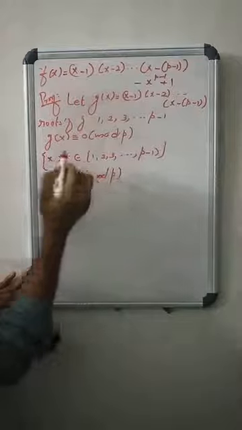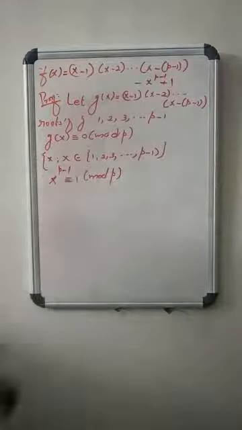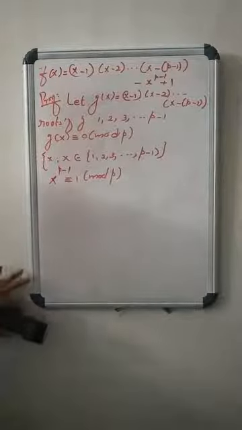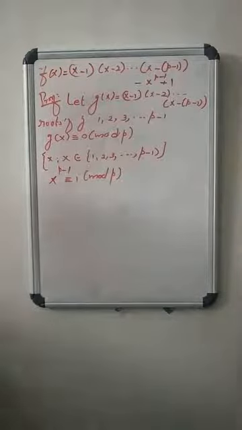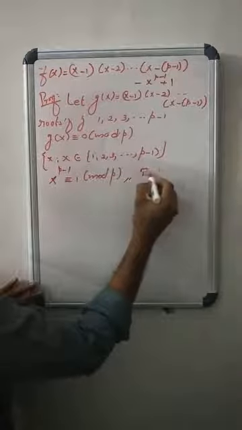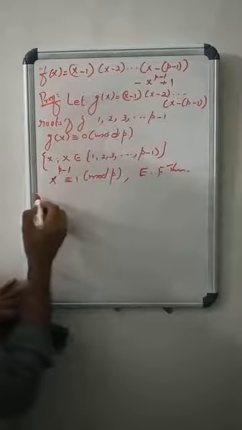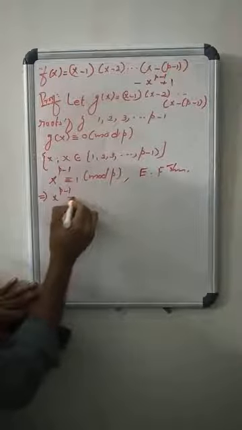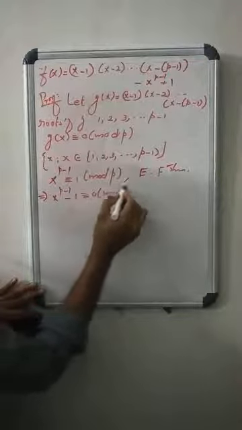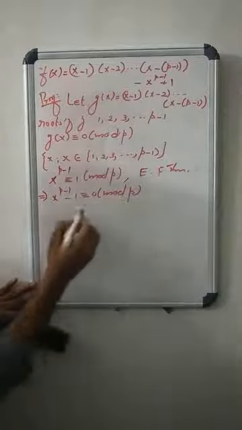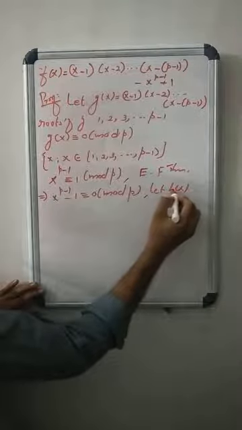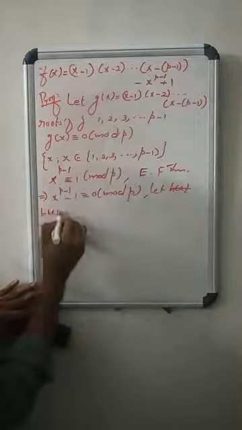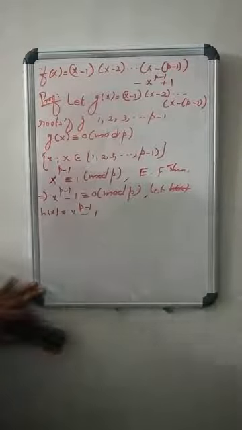Okay. The set of all x such that x is in the set 1, 2, 3, etc. up to p minus 1 satisfies this congruence relation x power p minus 1 congruent to 1 mod p. This is from Euler-Fermat theorem. That means x power p minus 1 minus 1 is congruent to 0 mod p. Agreed. So, let us consider a polynomial. Let h of x equals x power p minus 1 minus 1.